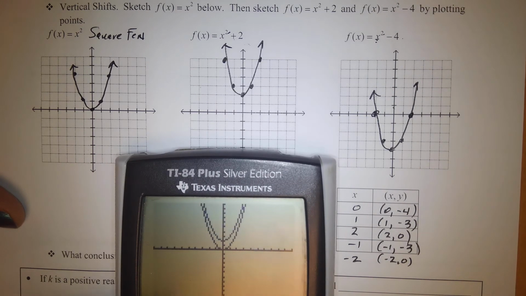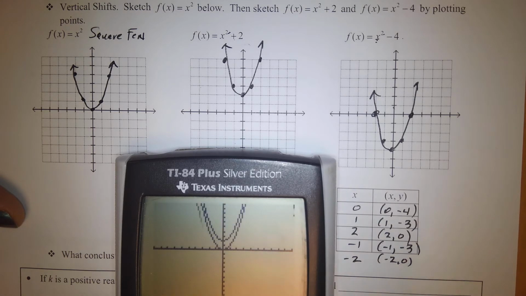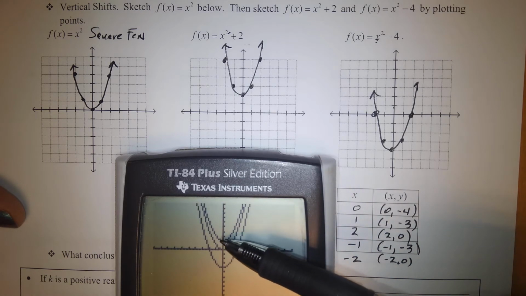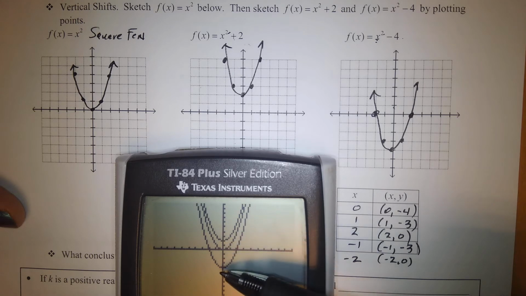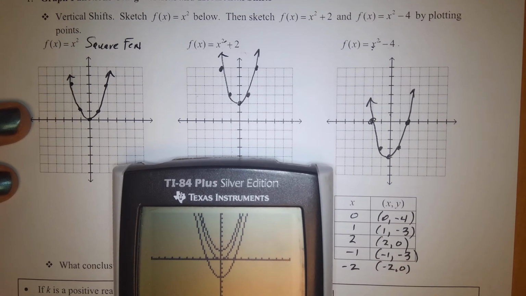Let's see again what will happen. I put that third graph on here, which is x squared minus 4, and it will graph them in order. Here's the first one, here's the second one when I added 2, and here's the third one when I subtracted 4. So you can see what's happening. It's the exact same graph, but it's just moving. In other words, it's what's called a shift.